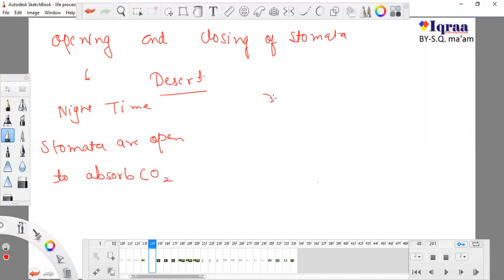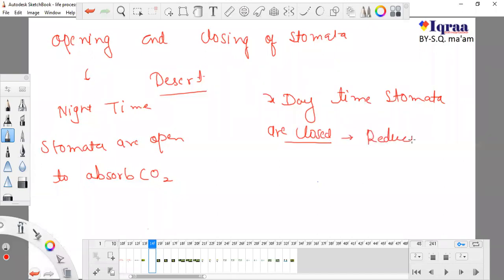and in daytime the stomata are closed, so that it can reduce water evaporation. Only desert plants do this.